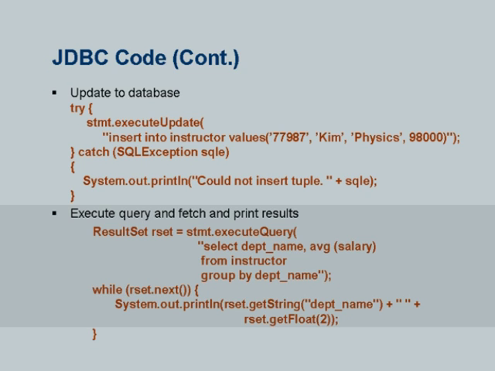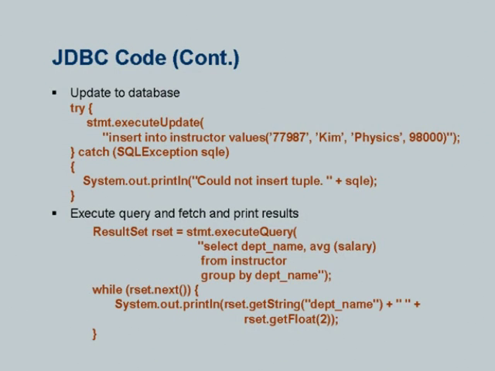Now obviously this query has one row potentially per department. So the result of this query is not a single value, but it's a set of tuples. So in JDBC, the result is an object of type ResultSet. So I'm assigning the result to this object rset, whose type is ResultSet. So this is a variable. So once this is executed, I can fetch the results one by one using the rset object.